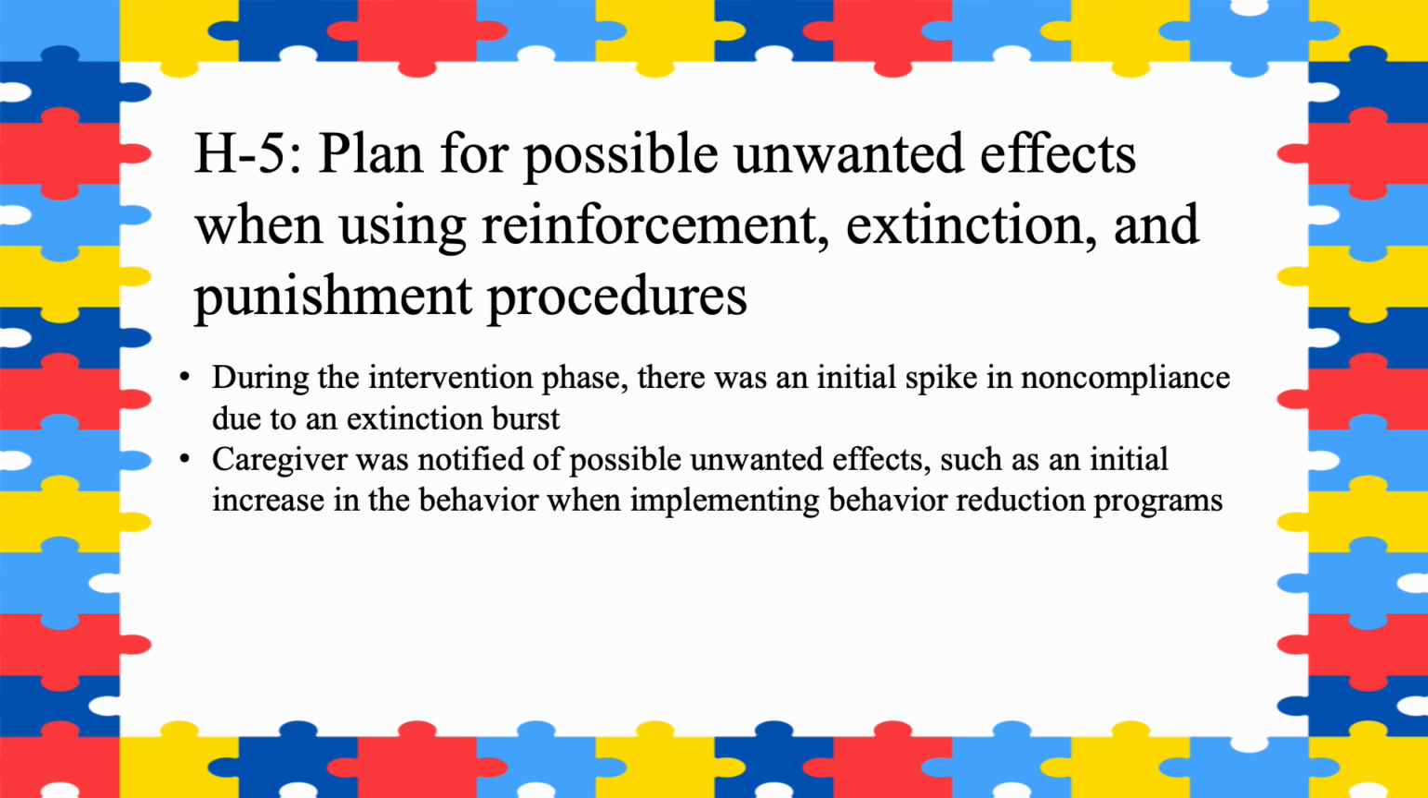The next task list item that I'll be discussing is H5, plan for possible unwanted effects when using reinforcement, extinction, and punishment procedures. So during the intervention phase, there was an initial spike in noncompliance, which was due to an extinction burst. Prior to the start of the intervention, the caregiver was notified of possible unwanted effects, such as an initial increase in the behavior when implementing behavior reduction goals.